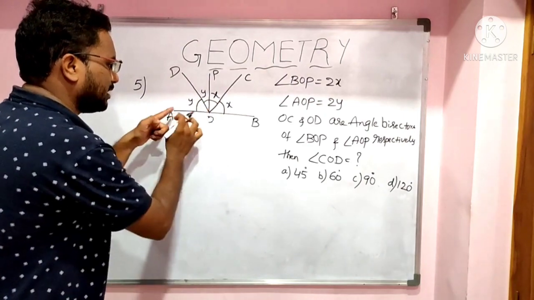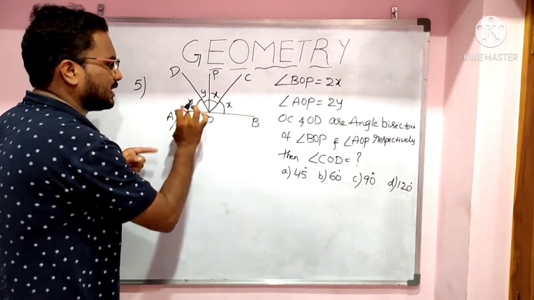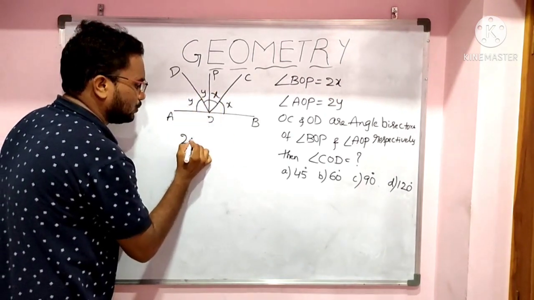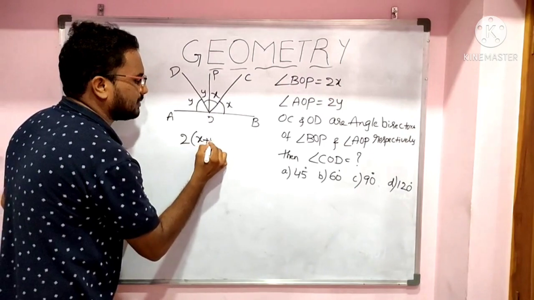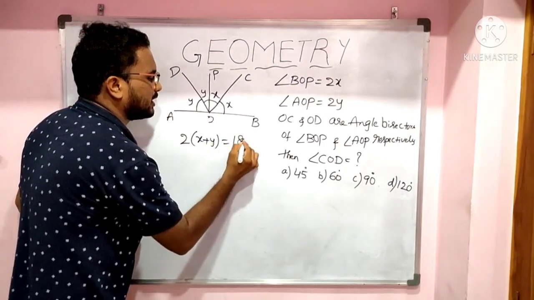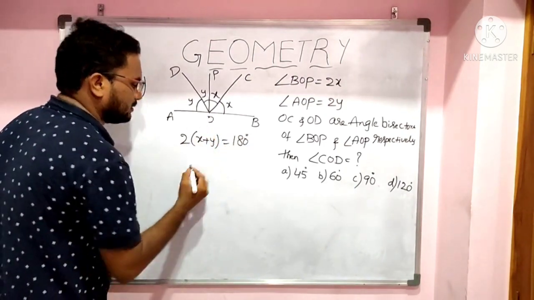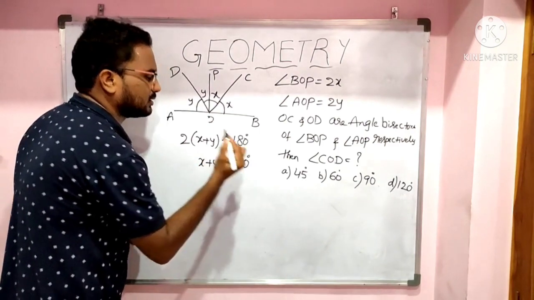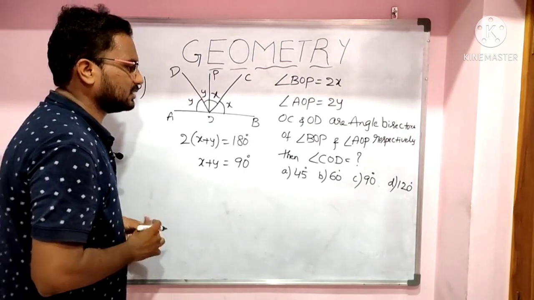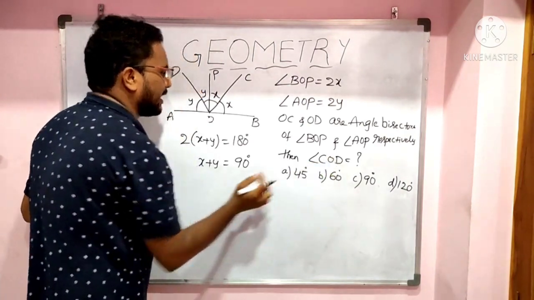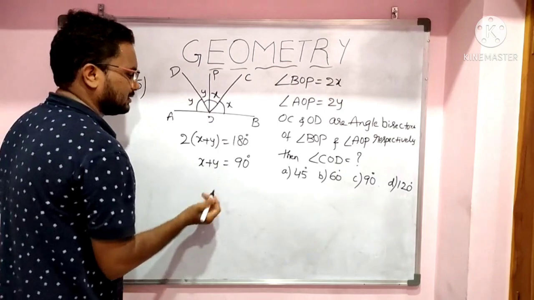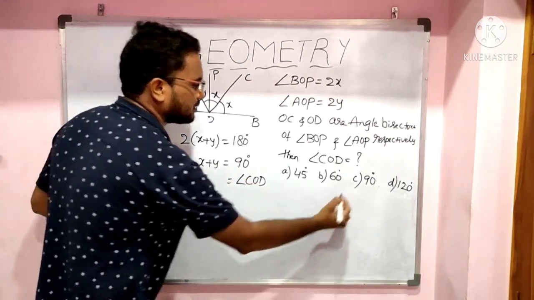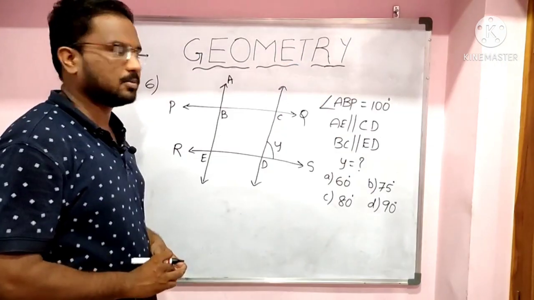AB is a straight line, so this total angle is 180 degrees. x plus x plus y plus y, that means 2 into (x plus y) equal to 180 degrees. So x plus y equal to 90 degrees. We need to find angle COD. Angle COD is x plus y, so the answer is 90 degrees.